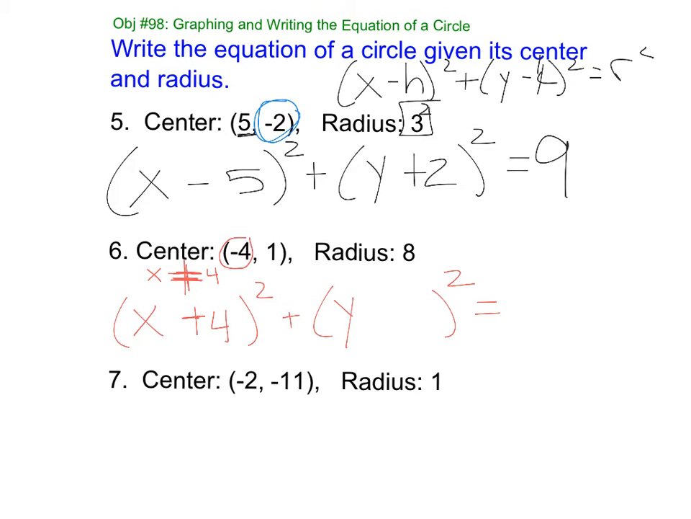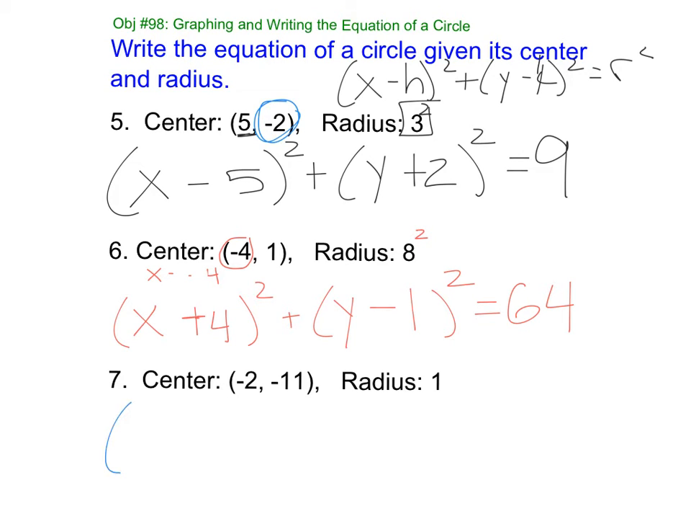That's why that looks like a not equal. And that's why that happens. It's really x minus negative 4. Right? Minus negative 4. All right. And then the y minus the 1 equals the radius squared. R squared is 64. All right, pause the video and try 7 on your own.